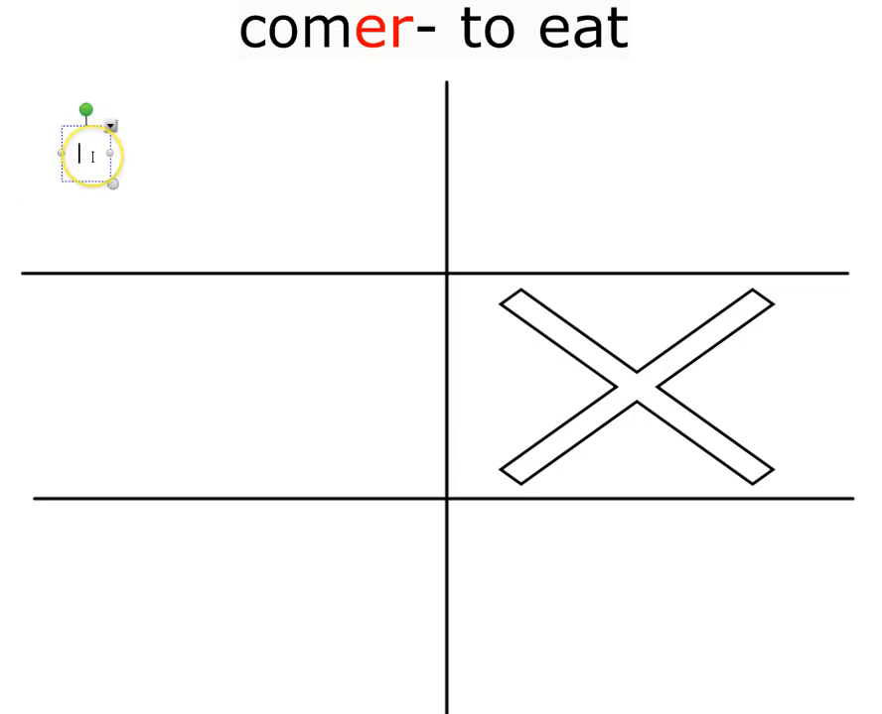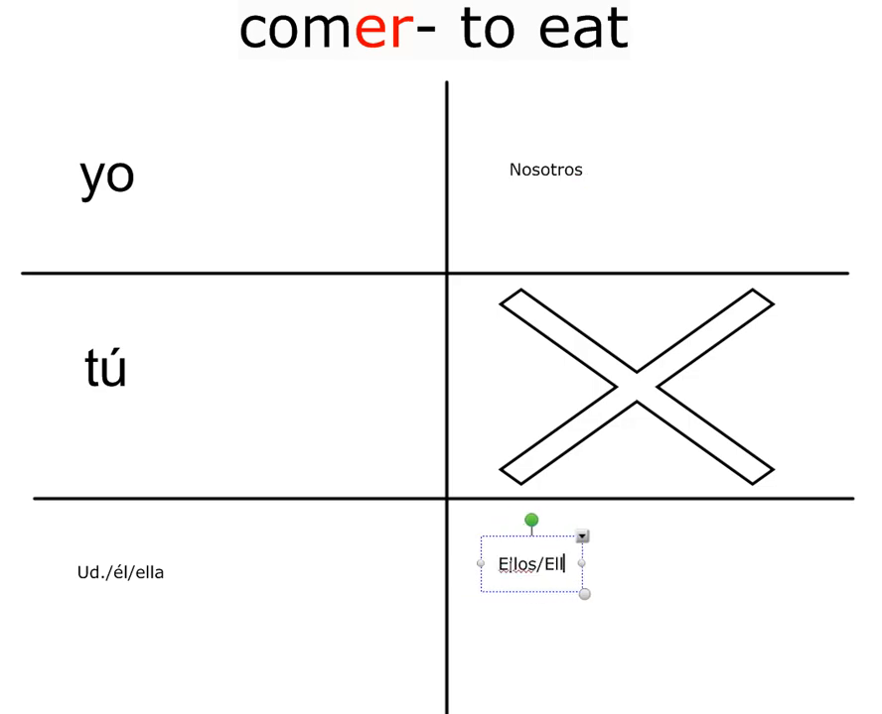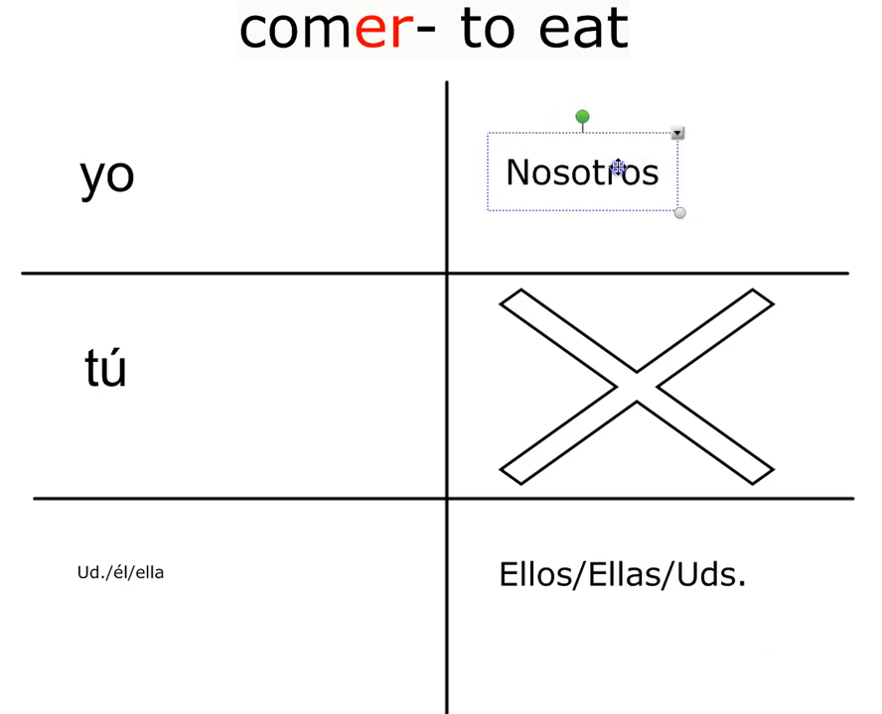Now remember, I told you that it's super important to remember that certain pronouns go in certain boxes. This one goes yo all the time. This one's always tú. This one's always usted, él, and ella. This one is always nosotros. And this one is always ellos, ellas, and ustedes. Okay, cool. So what's going to happen with an ER verb? Let's see how similar it is to the AR verb.